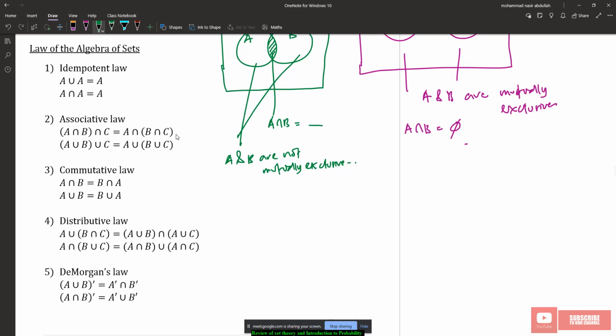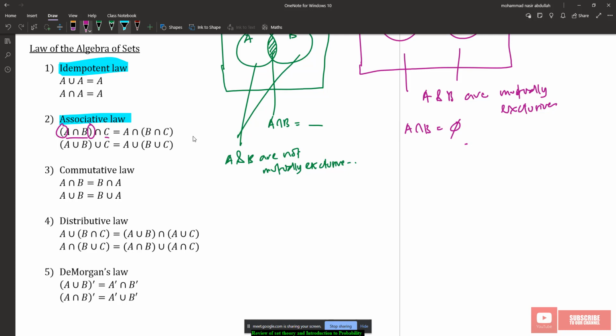Right. But before we go further, let's look at the 5 laws in set theory, the laws of algebra of sets. The first law we call the idempotent law. The idempotent law means that A union A is equal to A, and A intersect A is also equal to A. When a set is combined with the same set, it should be equal to the same set. The associative law means that A intersect B and then intersect with C is also equal to A intersect B and C. You can see here that we can just shift the brackets. You can slide the bracket, right? Same goes for union. This is for the associative law.